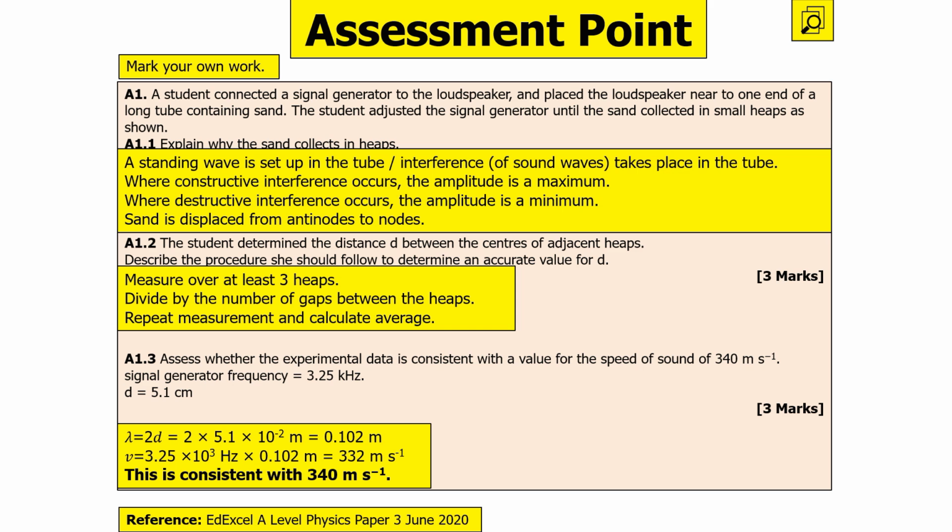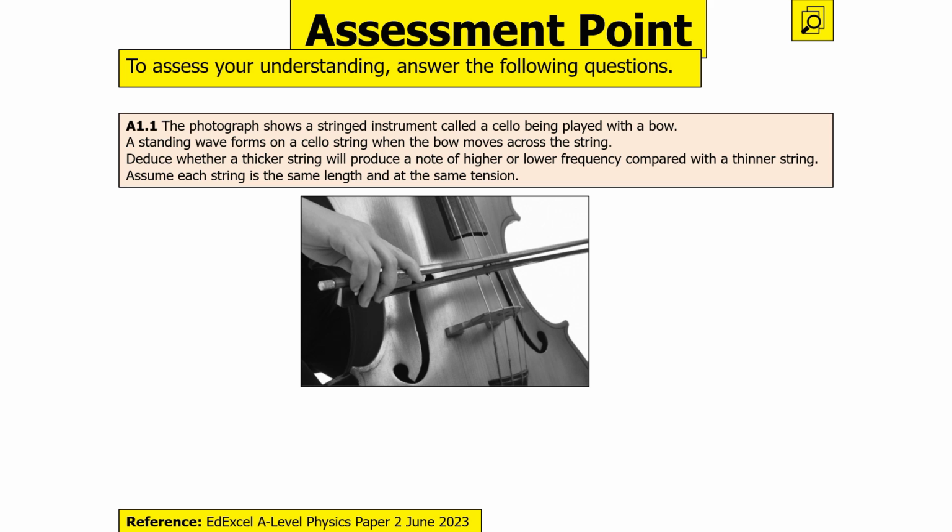The next question says, the photograph shows a stringed instrument called a cello being played with a bow. A standing wave forms on a cello string when the bow moves across the string. Deduce whether a thicker string will produce a note of higher or lower frequency compared with a thinner string.